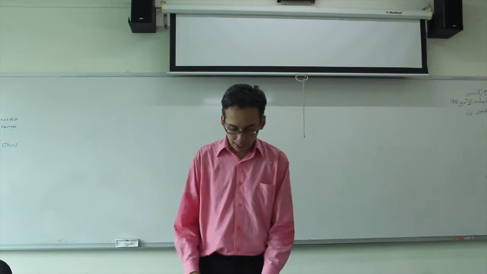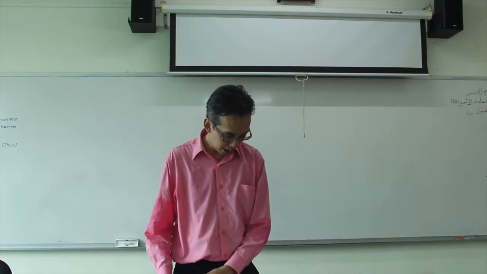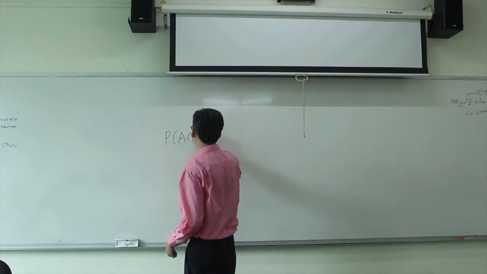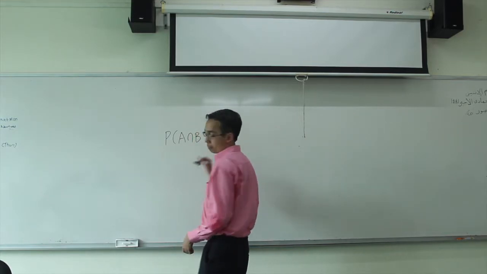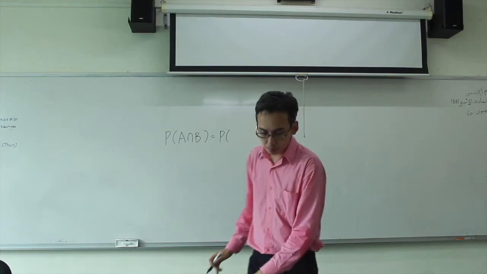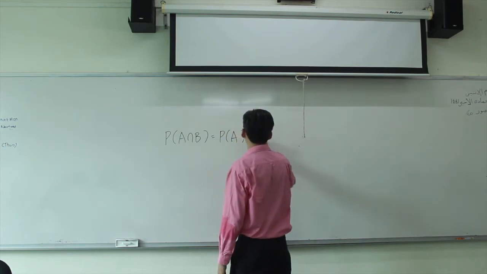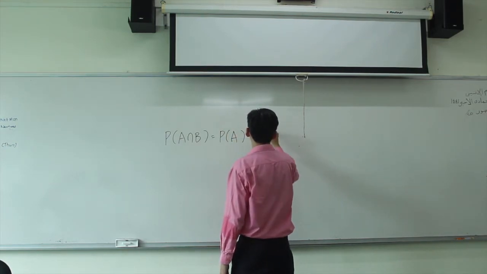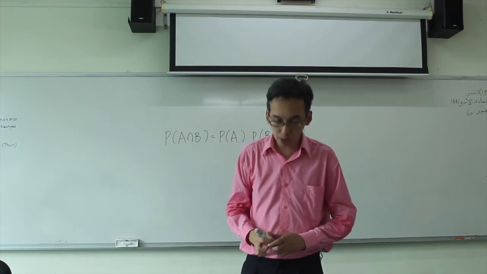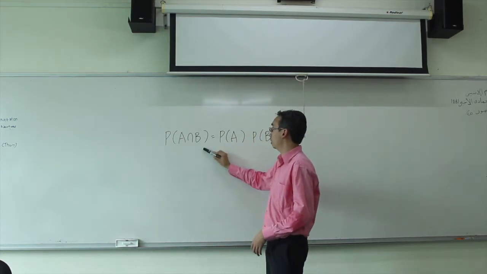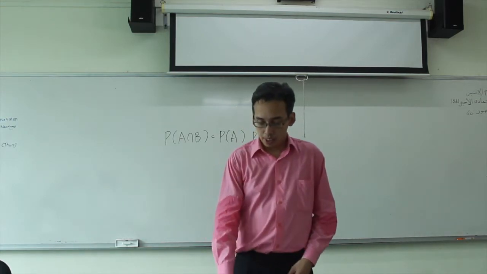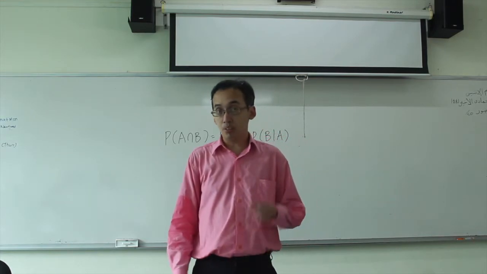Before I begin, let's do a recap of a formula. Do you still remember this formula, which is on page 522? Probability A intersect B is equal to probability A times probability B given A. Now we're going to start off with this topic of independent events.